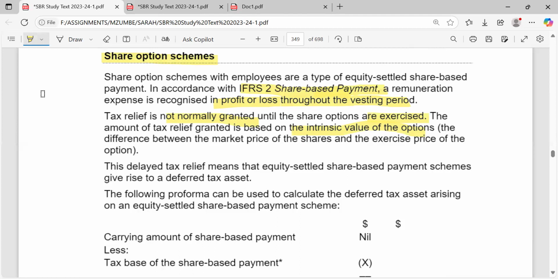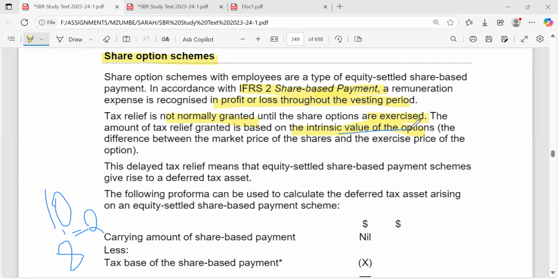The share is worth $10. But you are told that, okay, don't worry, although it's worth $10, you are at liberty to just purchase at, let's say, 8. You entered the option contract to purchase at 8. So the difference here is 2, right? So that 2 we call the intrinsic value. And that's why we say here that the tax relief granted is based on the intrinsic value, that difference, right?